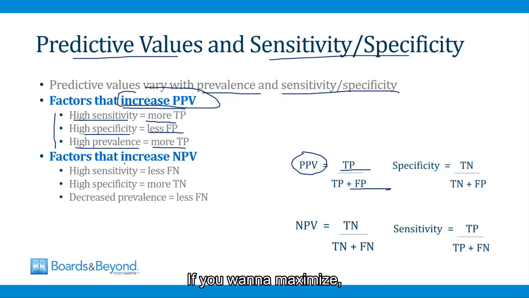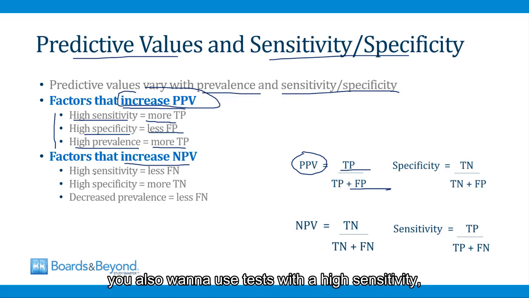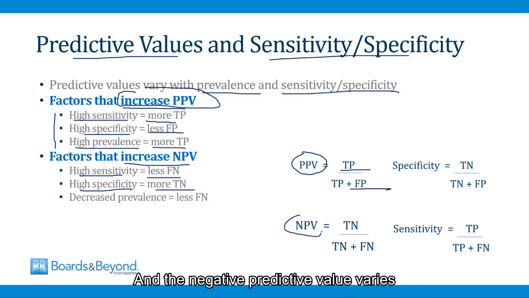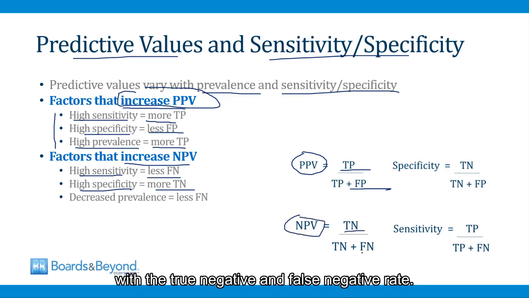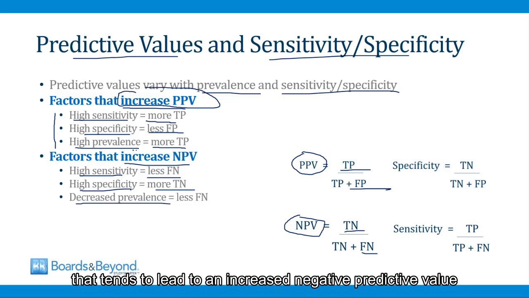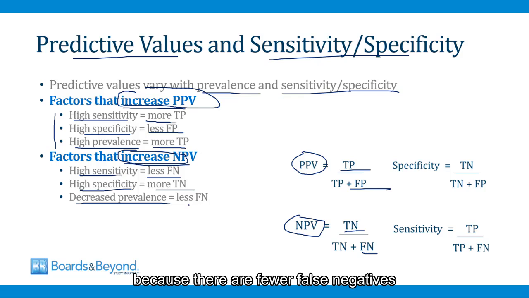If you want to maximize or increase the negative predictive value, you also want to use tests with a high sensitivity and high specificity. That's because these tests will give you fewer false negatives and more true negatives, and the negative predictive value varies with the true negative and false negative rate. And then, as we've already discussed, when the disease prevalence is low, that tends to lead to an increased negative predictive value because there are fewer false negatives in the population you are testing.